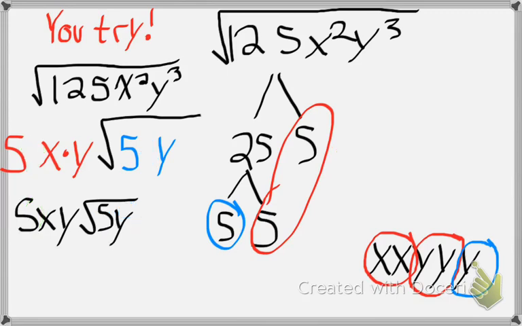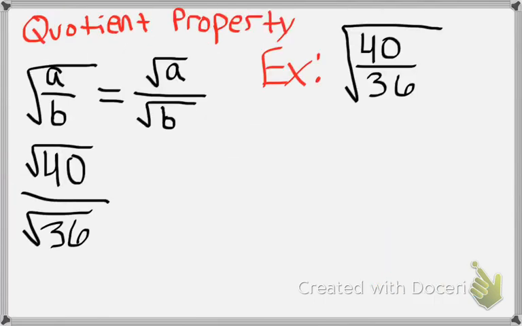So now let's talk about our next property. Our next property is the quotient property. Just like the product property, it basically says you take what operation you have in there, in this case it's a division, and you can give each thing, the numerator and the denominator, its own square root symbol. So the square root of a divided by b, start by giving each of them their own square root.